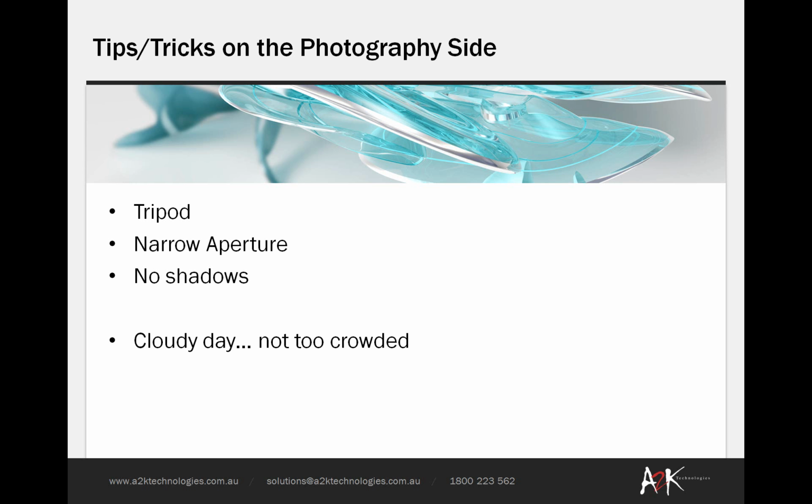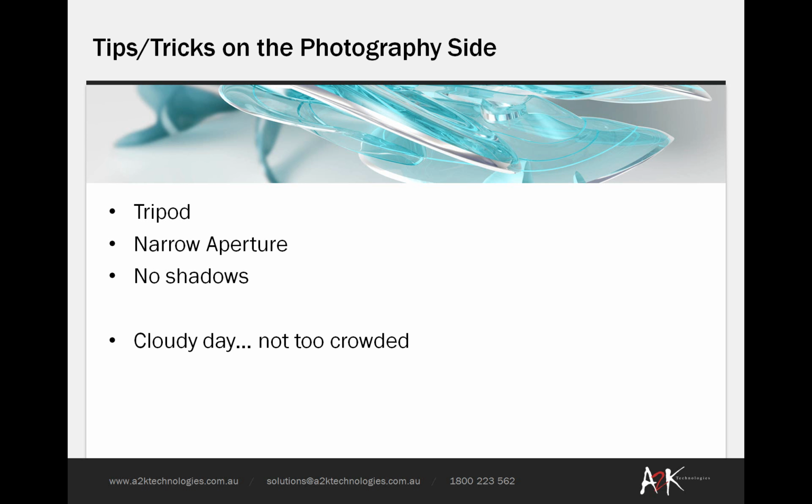Now, it can't work if the photographs are not in focus. So for those of you who've done photography, you're familiar with the narrow aperture concept. By having the aperture narrow, it means that the background and the foreground are both in focus. This is critical for ReCap, because if the background is blurry, it won't be able to identify points in the multiple photographs and mesh them together. You can use a tripod if you want to increase that.